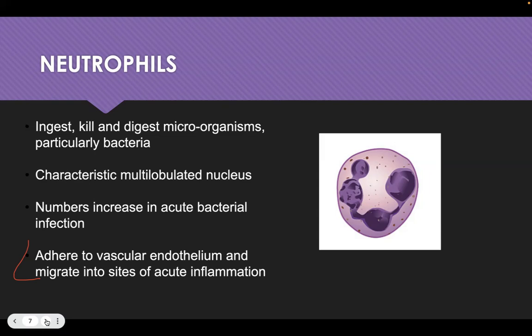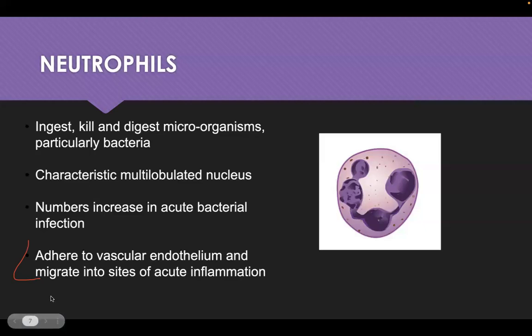And so, going back to how it fights against bacteria, their numbers increase in acute bacterial infection in particular. And they also play a role in inflammation. So they adhere to the vascular endothelium and migrate into tissues at sites of infection or injury. And this is guided by the chemotactic factors to allow them to know where they need to go.